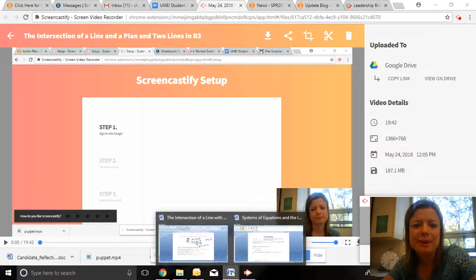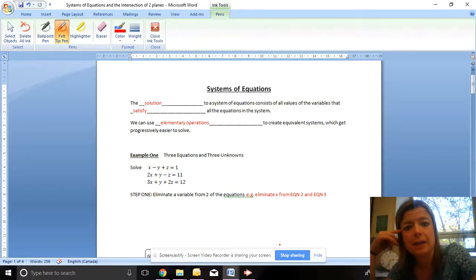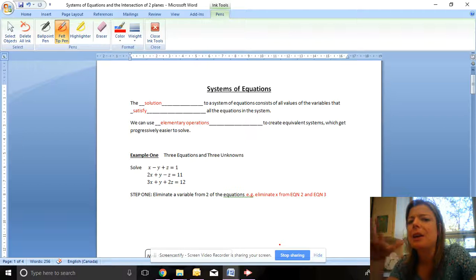Hi, class. Today we are continuing with chapter 9. So there's two parts to this lesson today. The first is systems of equations, and the second is the intersection of two planes. Okay, I think I might make this into two videos. We'll see how I feel partway through.